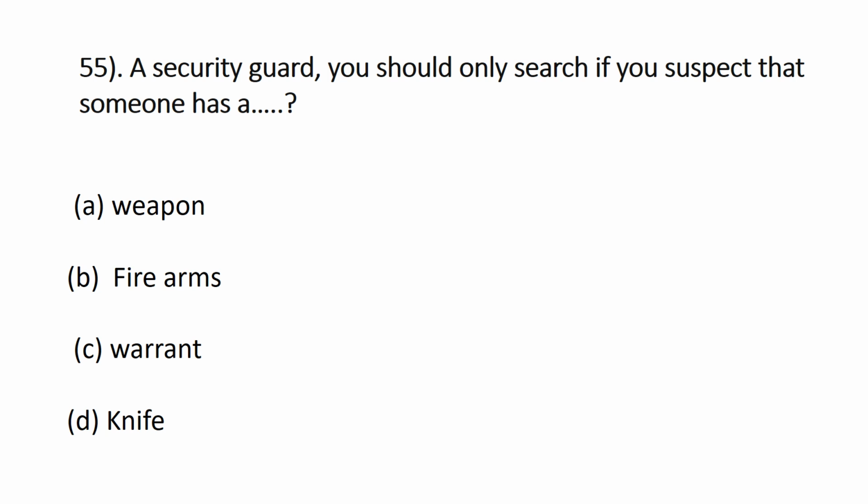Question number 55. A security guard should only search if you suspect that someone has: A, weapon; B, firearm; C, warrant; D, knife. The correct answer is weapon. You have to search someone if you believe, or if you suspect, he or she has a weapon.